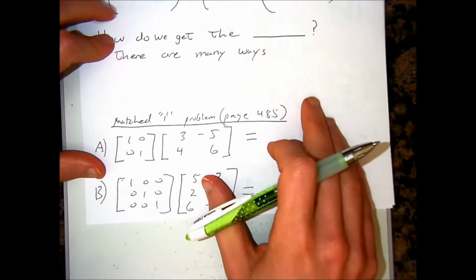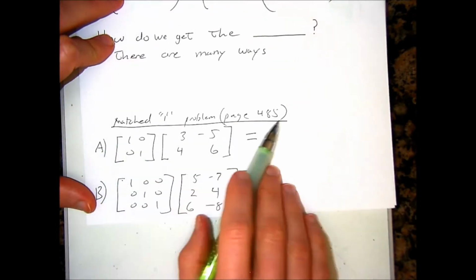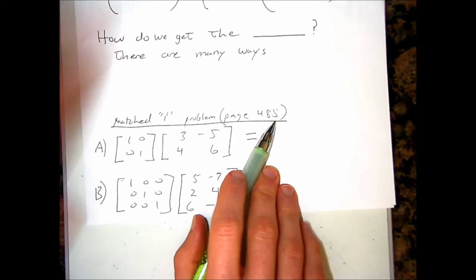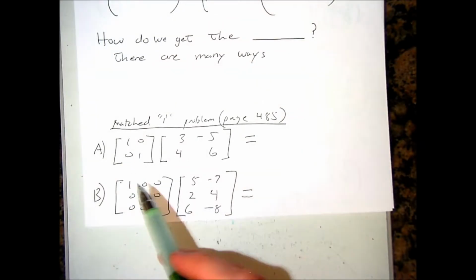Let me jump down to the bottom of this page first. This is on page 485. It's just saying do this matrix multiplication. So again, this is our identity for 2 by 2 matrices.